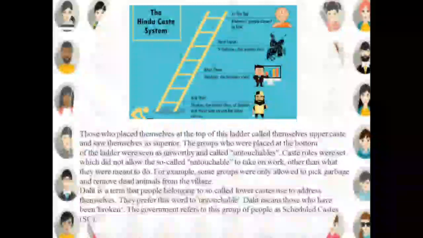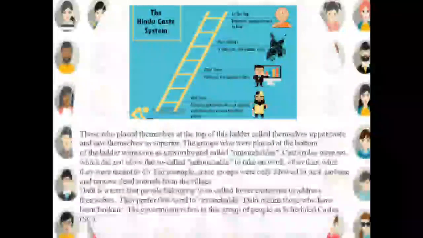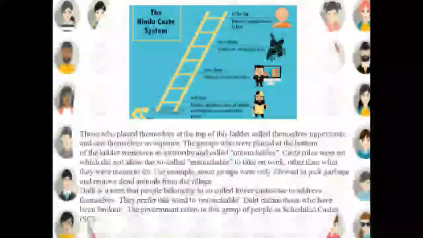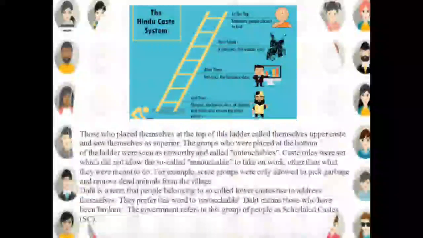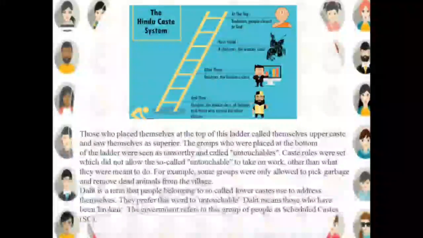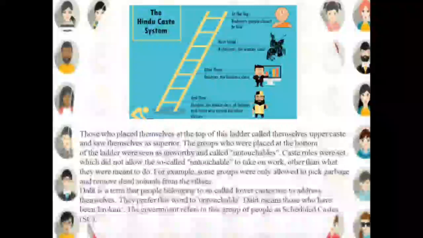Those who placed themselves at the top of this ladder called themselves the upper caste and saw themselves as superior. Those who are placed at the bottom of this ladder are seen as unworthy and are called untouchables. Caste rules were set which do not allow the so-called untouchables to take on work other than what they are meant to do. For example, some groups are only allowed to pick garbage and remove dead animals from the village.